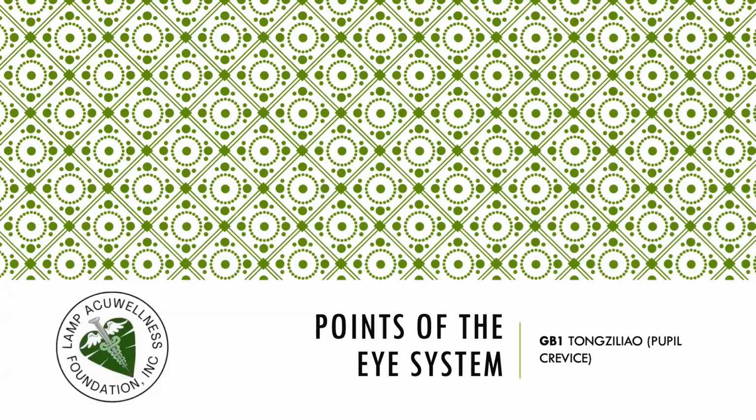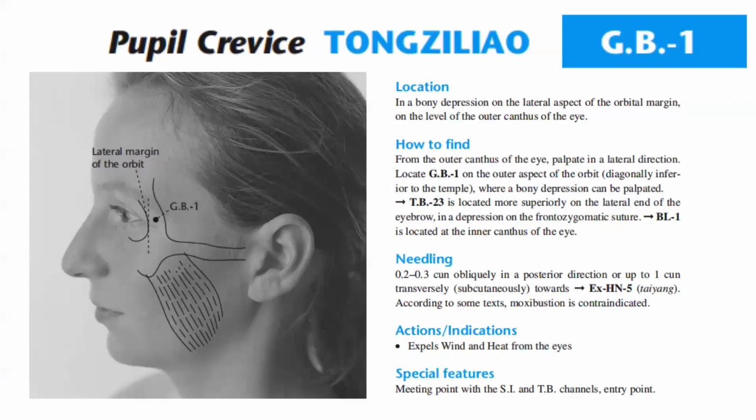Let's take up gallbladder 1, Tongziliao, a point of the eye system. GB1 is located in a bony depression on the lateral aspect of the orbital margin on the level of the outer canthus of the eye.